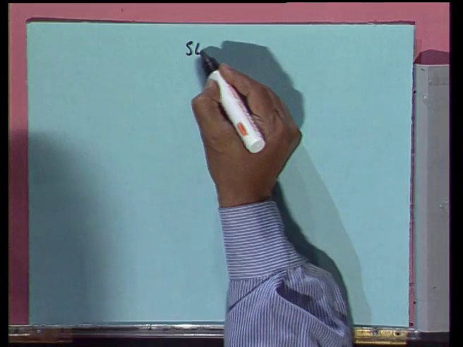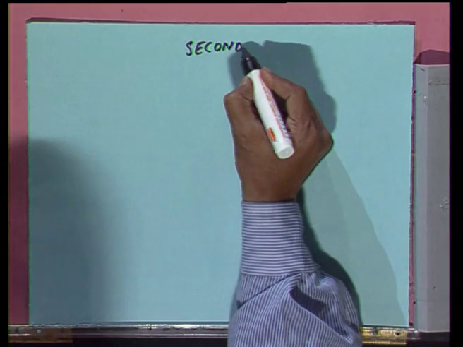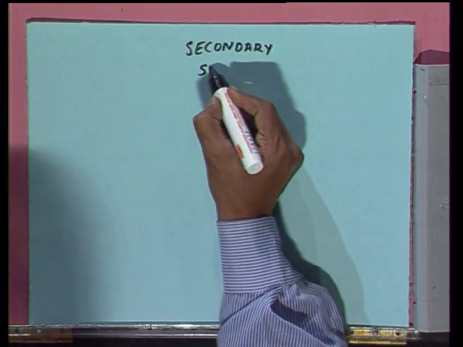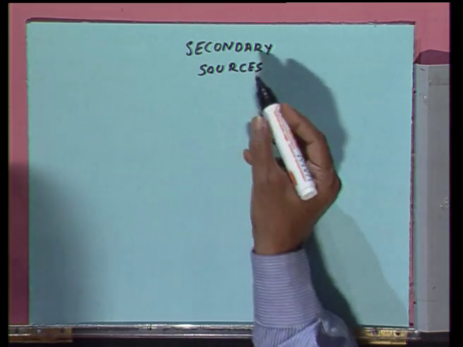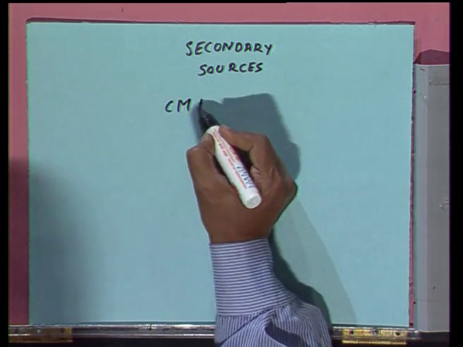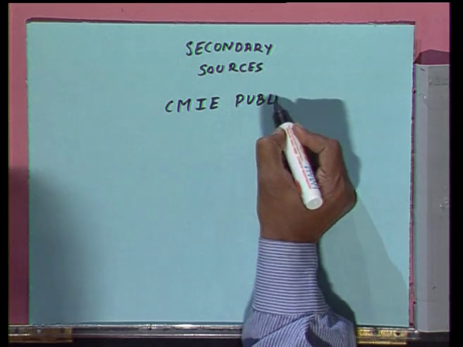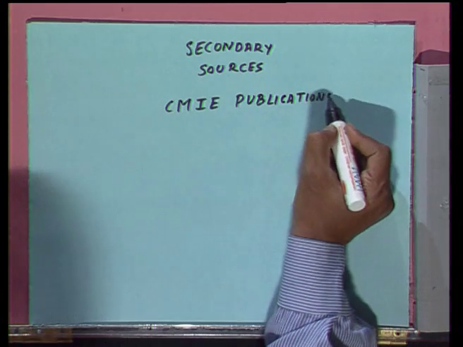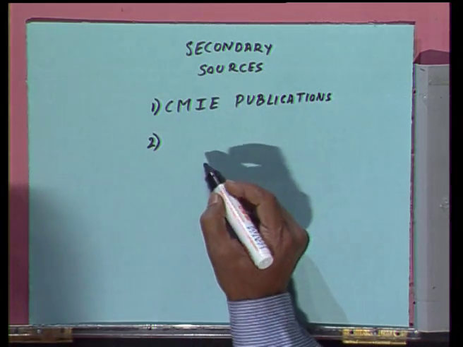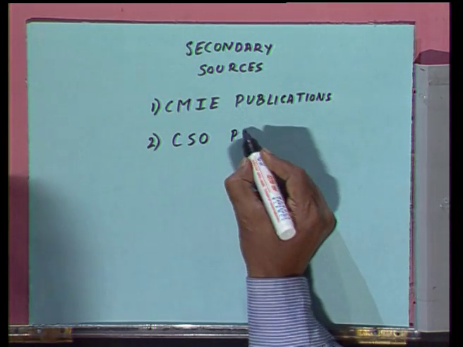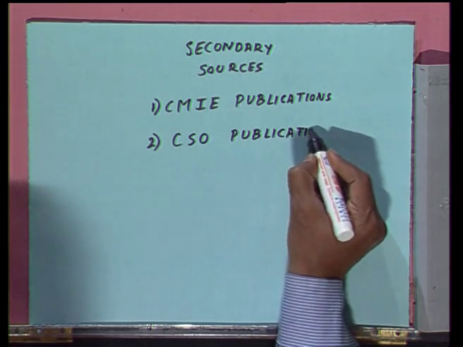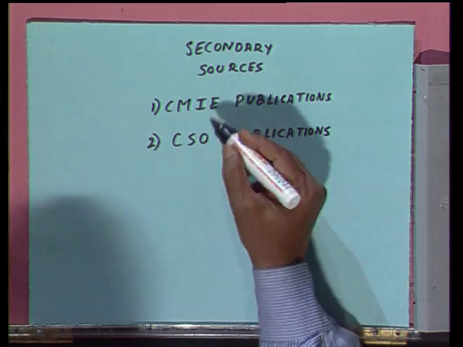In both cases, consumer as well as industrial products, the sources of data that are available for getting the past data to fit the linear model to forecast the demand are the secondary sources of data: the CMIE publication, which gives the most reliable past data, as well as the CSO publications. This is as far as the All India estimate of demand is concerned.